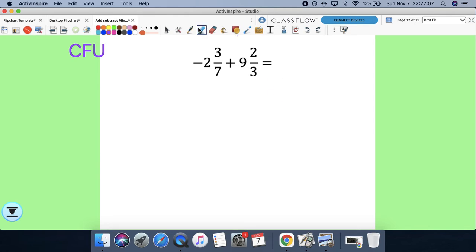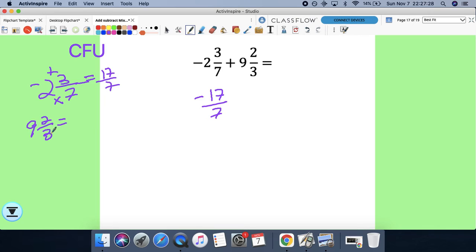Last one. Again, let's change this to an improper fraction. 7 times 2 is 14, plus 3 is 17 over 7. So this is going to be negative 17 over 7. This is going to be 9. 3 times 9 is 27, plus 2 is 29 over 3. We got to change that to 29 over 3. Can we add them? No, because the denominators are different, so we have to find a common denominator.